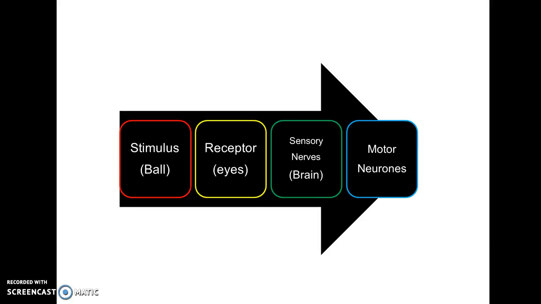Your brain then sends a signal down through the motor neurons in order for the muscle to receive the message so that they can contract or extend in response to the stimulus. In this case, kick the ball away. This is called nerve transmission, also known as nerve impulse.